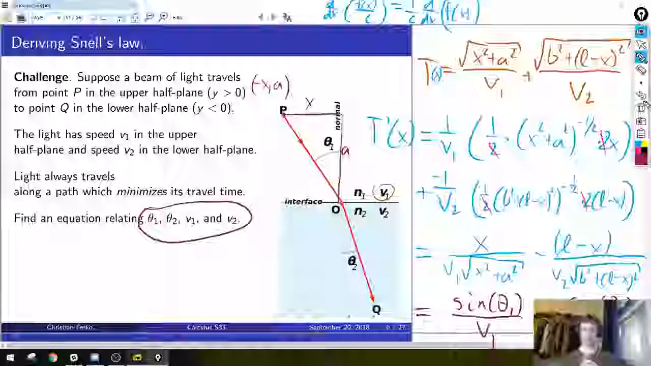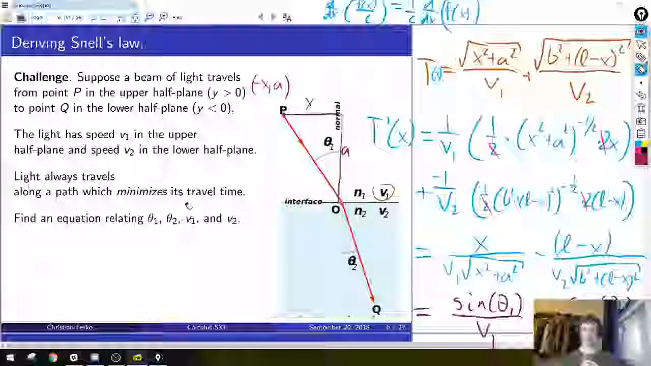Okay. Now for the punchline, I will ask you, what is the equation which relates theta 1, theta 2, v1, and v2 with the property that that relationship guarantees a minimum of the travel time? Or in other words, it guarantees that the derivative t prime of x equals 0. So what happens, in other words, if I set this whole thing equal to 0 and solve for, I don't know, one of the angles? What do I get?